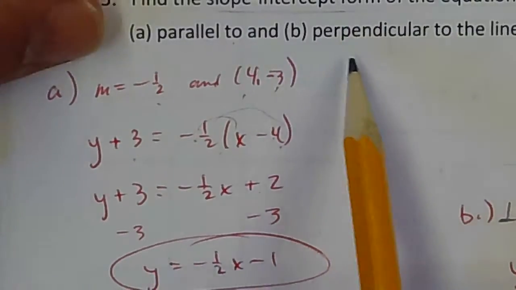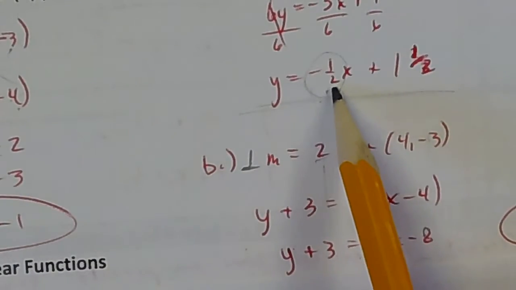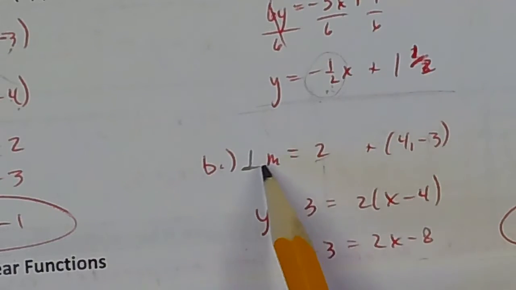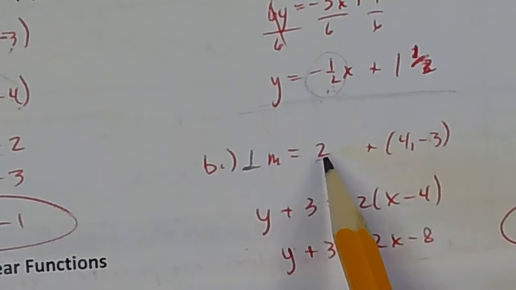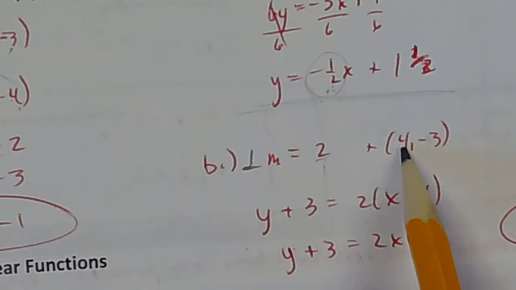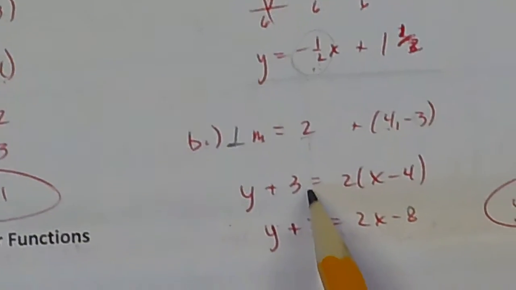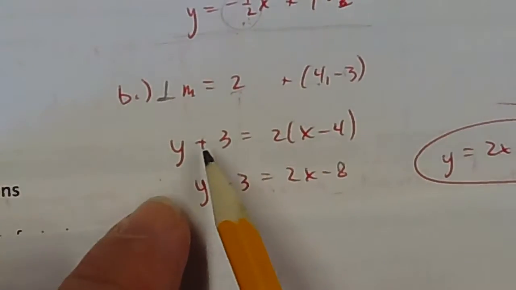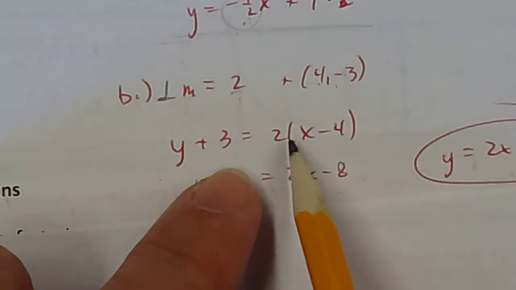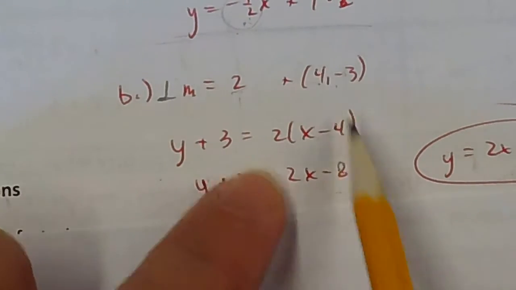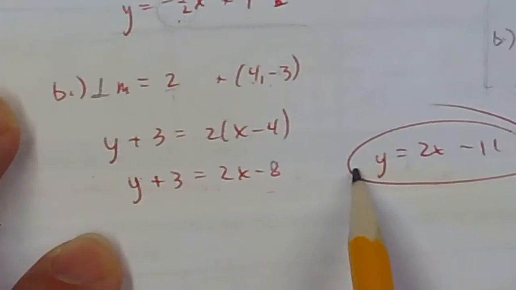Now we got to move on to perpendicular. Okay, so if it's perpendicular to this line, I have to take the negative reciprocal of negative 1/2. So the perpendicular slope has to be 2 over 1. And I'm still using the same point. Okay, so I change the slope and I do the same thing. Jump to point slope form. Y minus a negative 3 equals 2 times x minus 4. Solve for y.